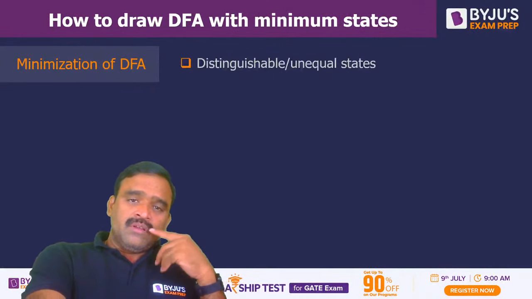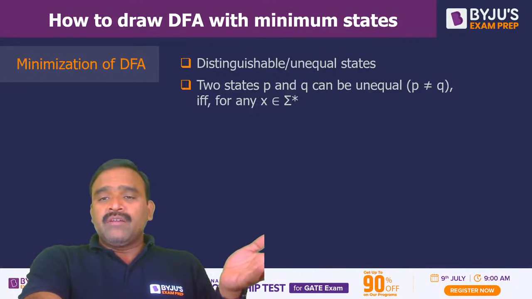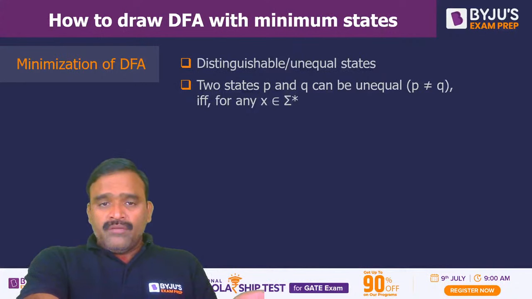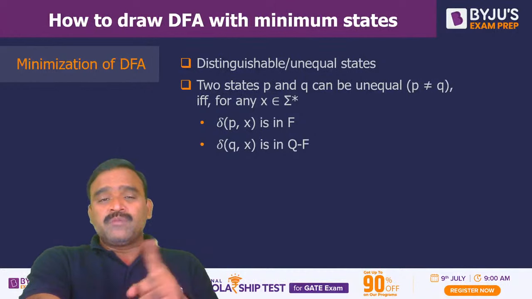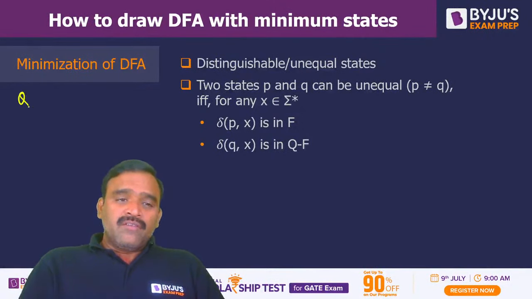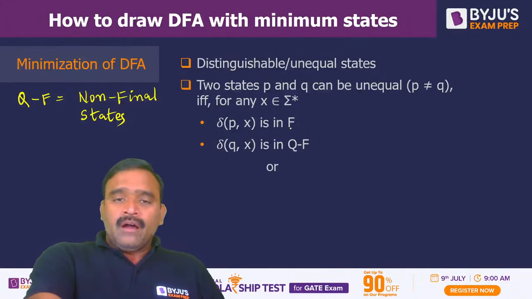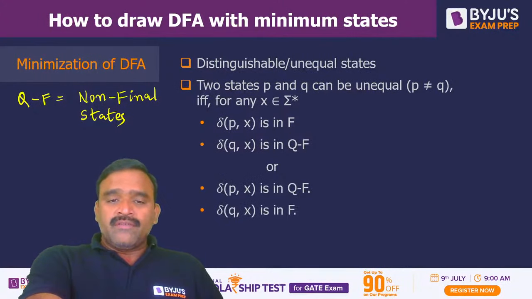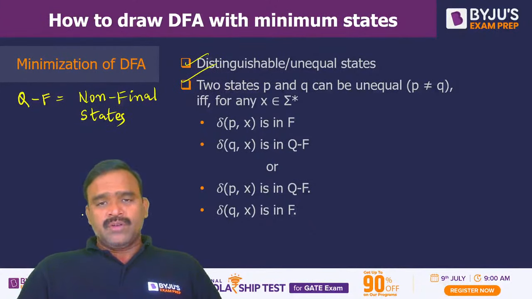Distinguishable states are inequivalent or unequal states. Two states P and Q are unequal, that means P is not equivalent to Q, if and only if for some x belongs to sigma star, the transition of P comma x is in F and then Q comma x is in Q minus F. What do you mean by Q minus F? Q minus F is nothing but the set of non-final states, F is the set of final states, and Q is the total set of states. Or if P comma x is in Q minus F, then Q comma x is in F. If these conditions are satisfied for any one x value, then we can say that they are distinguishable.